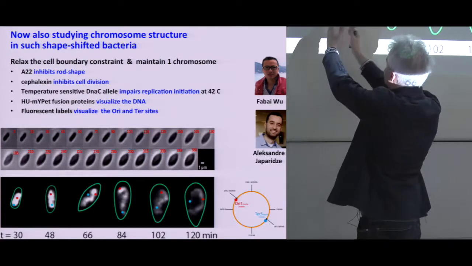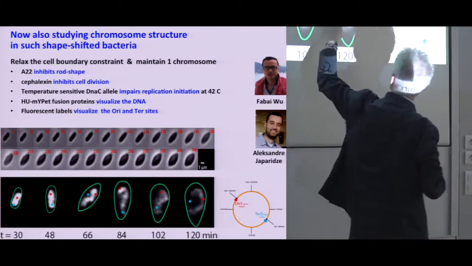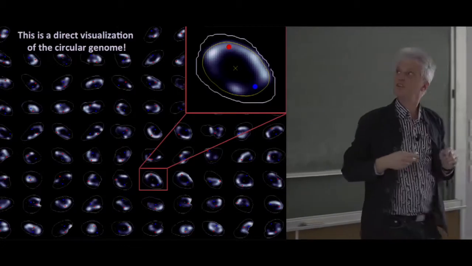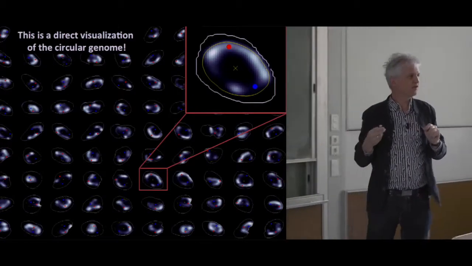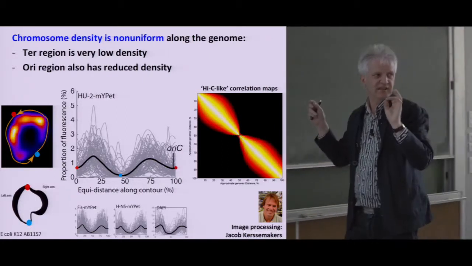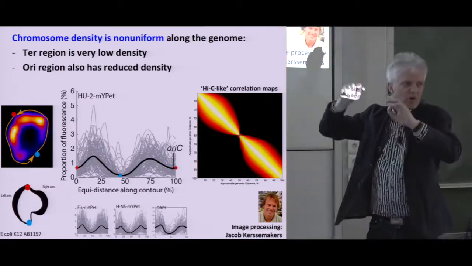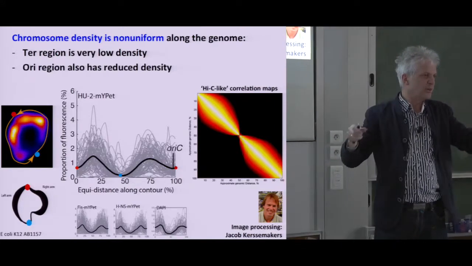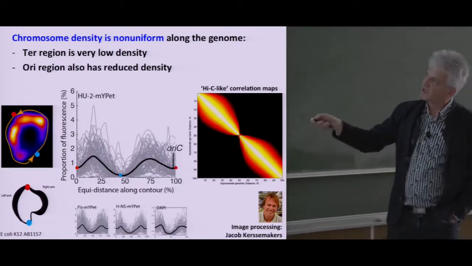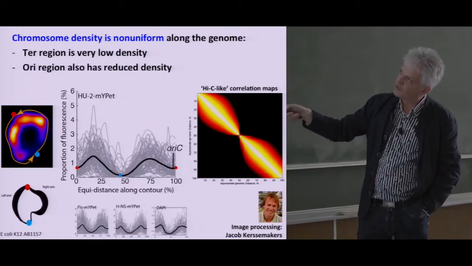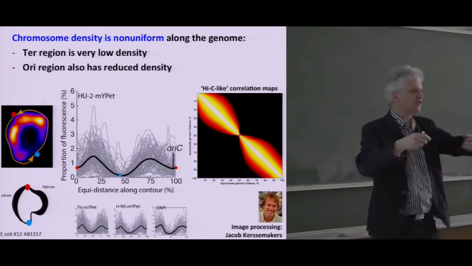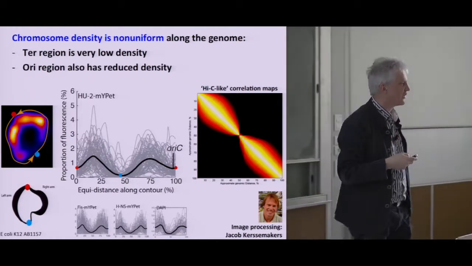Now we can relax the volume of the cell and start seeing the circular shape of the E. coli genome. And indeed, this is a direct visualization of the circular genome. People have done molecular biology tricks, called Hi-C techniques, to correlate which part of the DNA correlates with other parts. But now we can do a direct visualization in real space. So we can image the genome as a function of its position along the genomic coordinates and see interesting structure where, say, the TER region is very dilute and other regions are more dense and so forth.